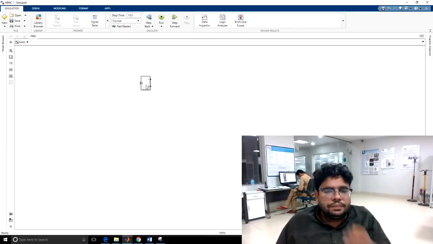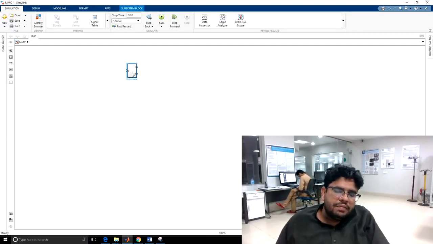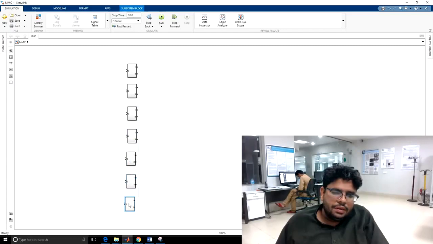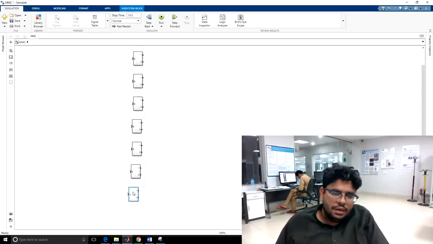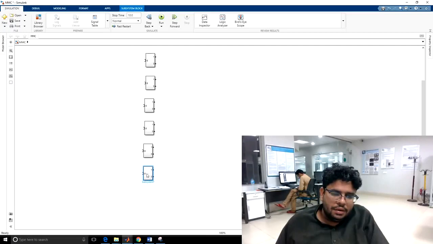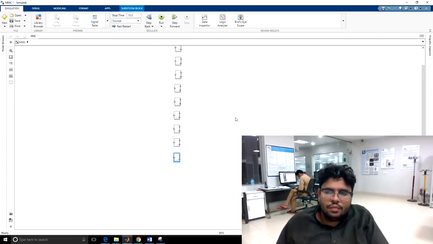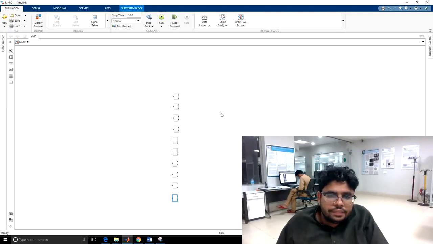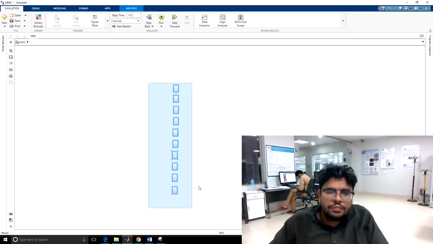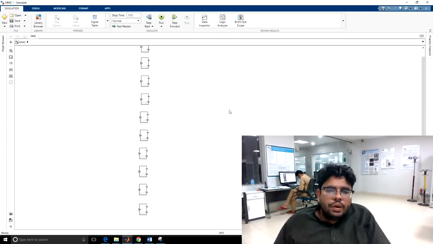This is one submodule. For an 11 level using n+1 conventional NLC, we require 10 such submodules in the upper arm. So 1, 2, 3, 4, 5, 6, 7, 8, 9 and 10. Alright.